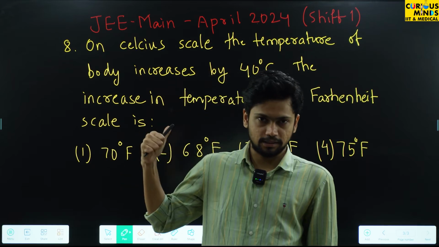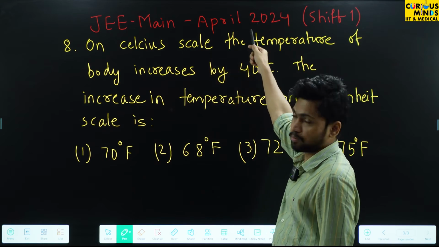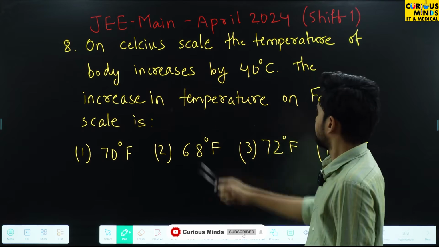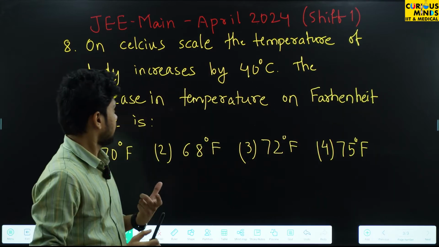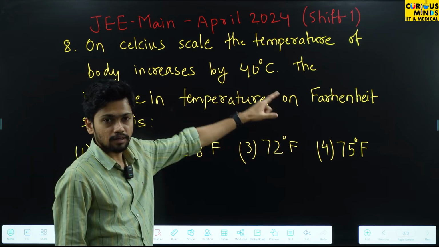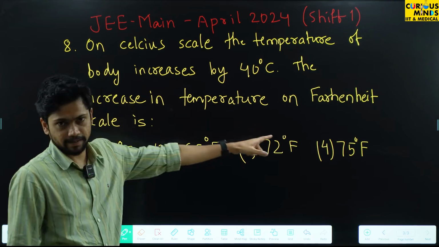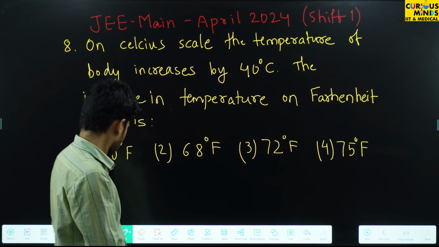Now we will be discussing this question. This is a JEE Mains question from April 2024, and it was asked in Shift-1. Okay, so this is the question. They are asking that on the Celsius scale, if the temperature of some body increases by 40 degrees, what is going to be the corresponding change in the temperature on the Fahrenheit scale? Okay, and these are the four options. This is not a very difficult question.